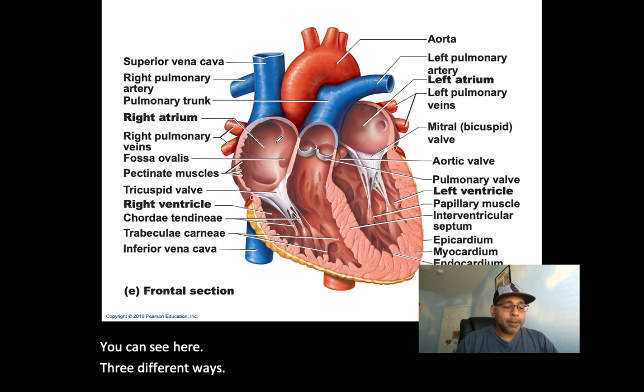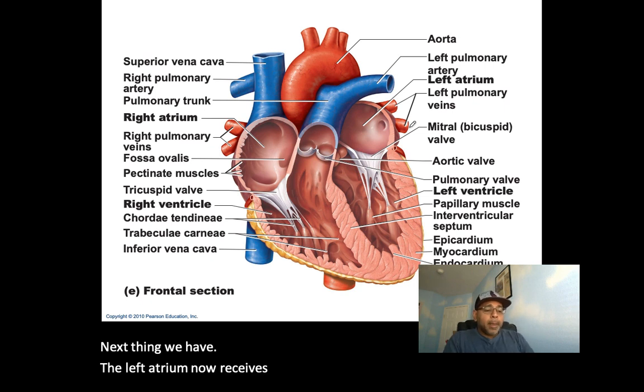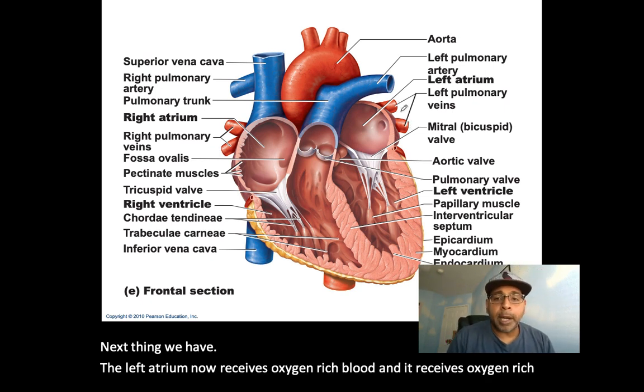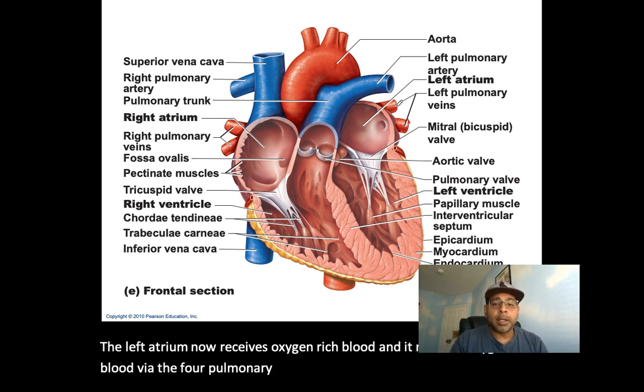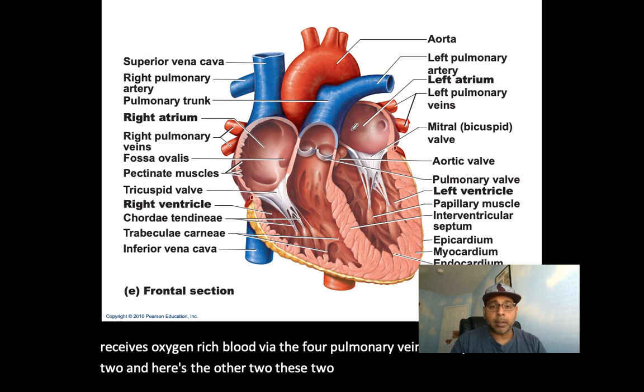Next then we have the left atrium. The left atrium now receives oxygen-rich blood, and it receives oxygen-rich blood via the 4 pulmonary veins. Here you can see 2, and here's the other 2. These 2 empty right into here also.